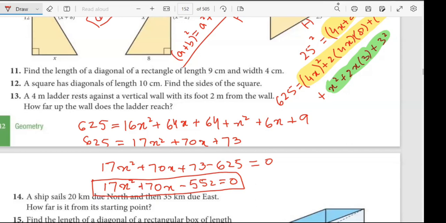Put this quadratic equation in your calculator. I hope that you all know how we solve the quadratic equation with the calculator. And tell me the value of x. 8.1 and minus 8.12. He's saying these two answers are coming when you put this value in your calculator.